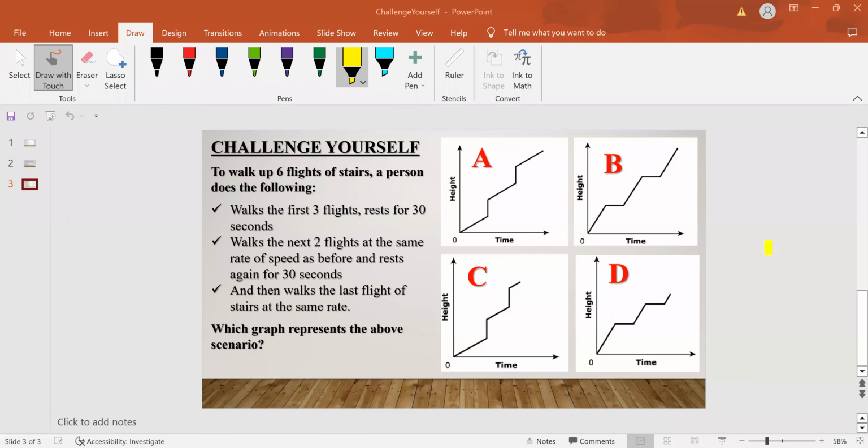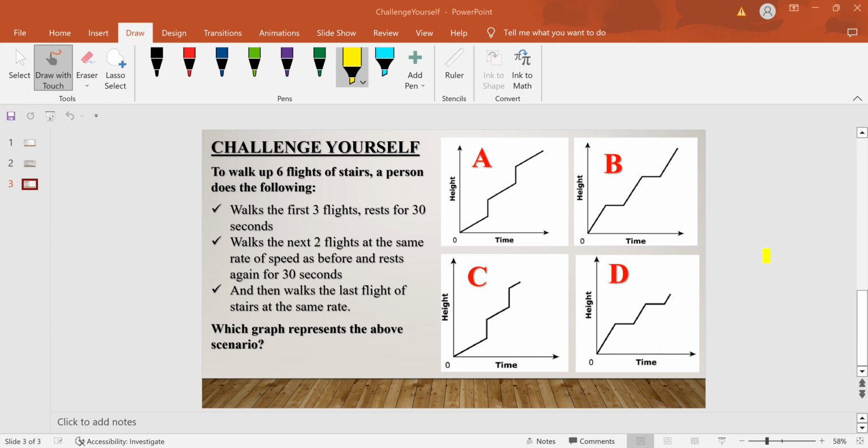Challenge yourself. Walk up 6 flights of stairs. A person does the following: walks the first 3 flights, rests for 30 seconds, walks the next 2 flights at the same rate of speed as before, and rests again for 30 seconds, and then walks the last flight of stairs at the same rate. Which graph represents the above scenario?